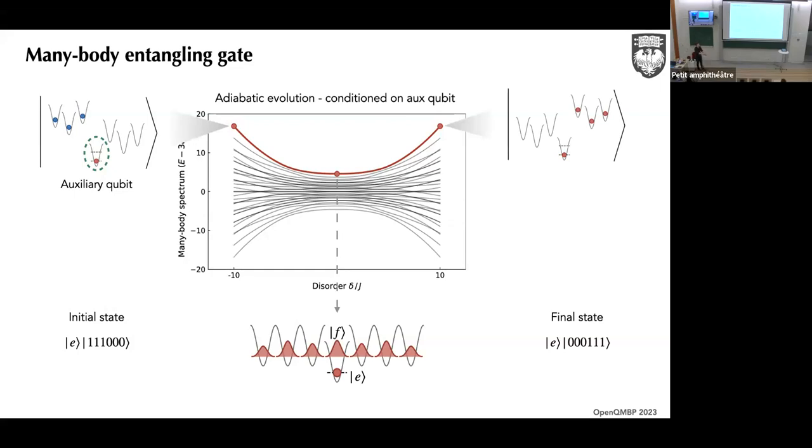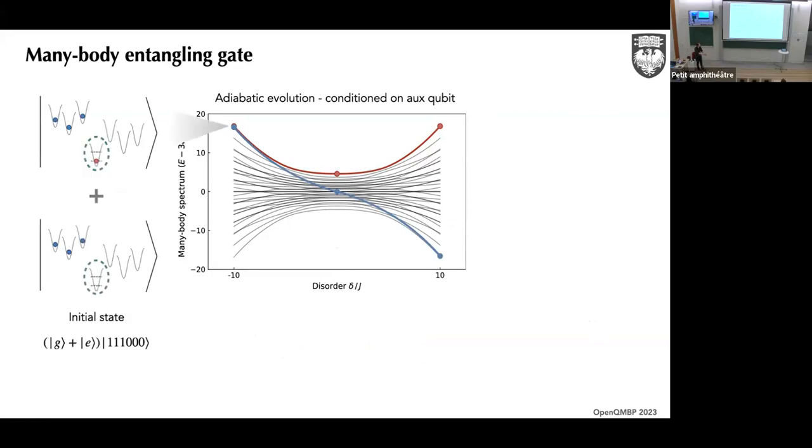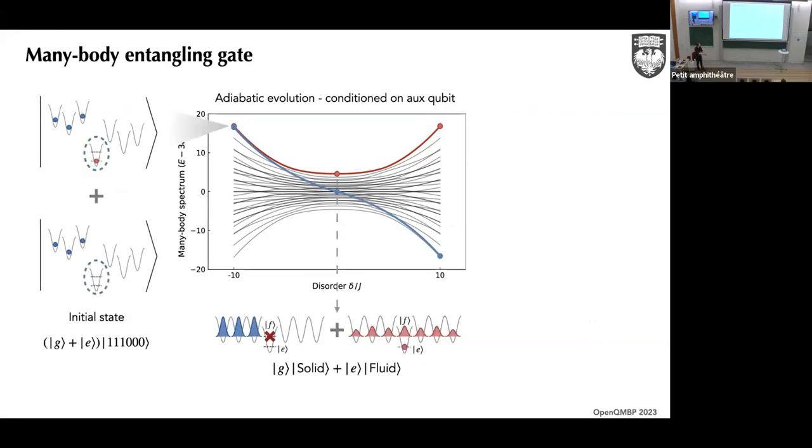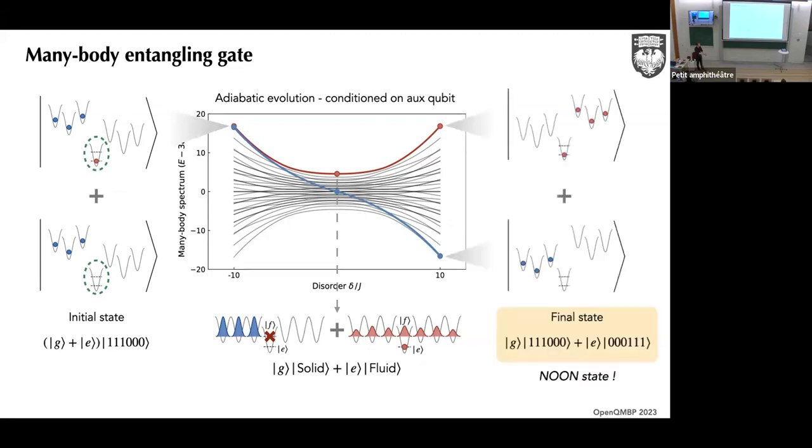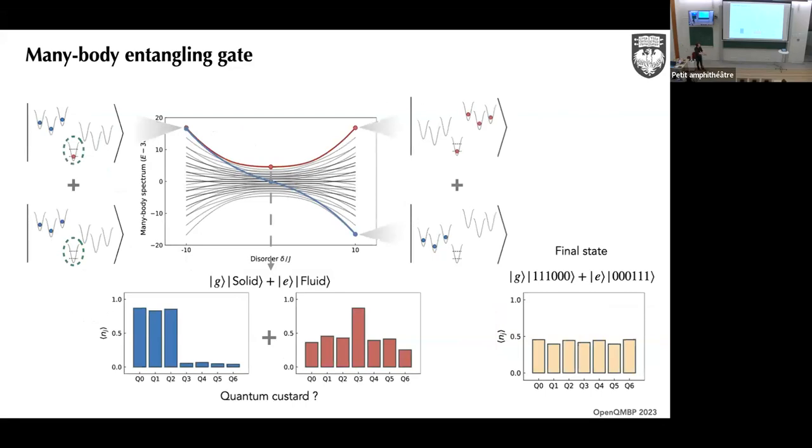So one interesting thing is, what if my ancilla qubit is in a coherent superposition of 0 plus 1? Well, this is what's going to give me, at 0 disorder, a superposition between being a solid and a fluid. And as I come back, that's going to be my Newton state. So this is the data. Here I'm showing you what the lattice density profile looks like when I have a solid plus a fluid. The joke is this is quantum custard, because custard is non-Newtonian. And as I come back to the final state, obviously the density profile should be uniformly 0 because this is a highly entangled state.